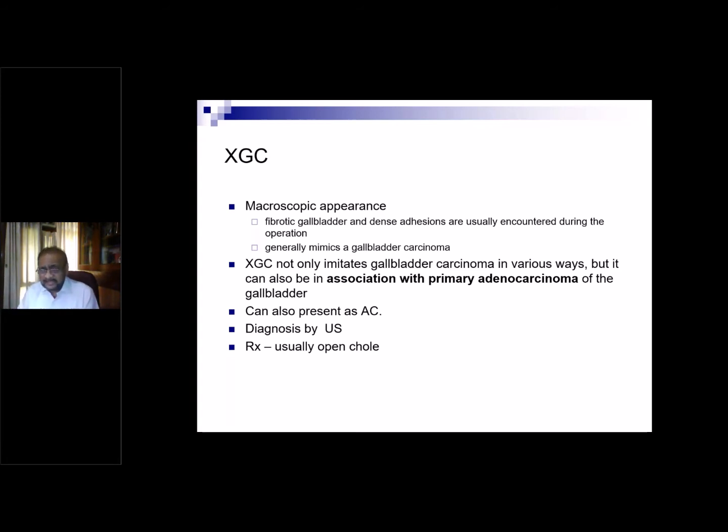It is not a malignancy, but it can also be associated, in a very small percentage, with primary adenocarcinoma of the gallbladder. But by and large, it is a non-malignant condition. It can also present as acute cholecystitis. That is why we took it as a variant of acute cholecystitis. And the diagnosis is usually by ultrasound, but the final diagnosis is always microscopic. And if you see such a large lump and choose to remove it, it is usually not possible laparoscopically. It has to be by an open cholecystectomy.